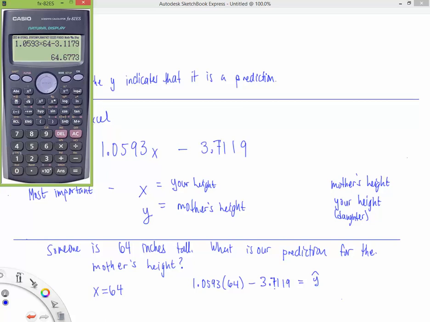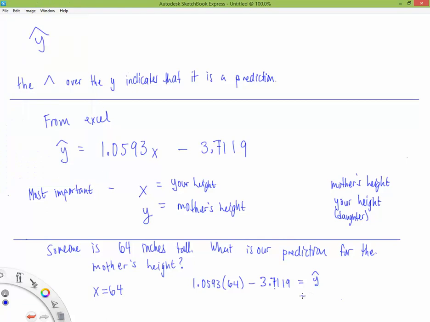1.0593 times 64 minus 3.7119. I get 64.0833. Okay? How can I read this? You call it y hat. With the little cap, this is read as y hat. Okay?